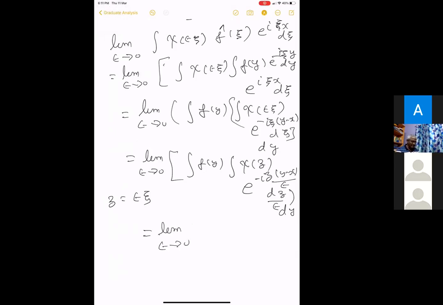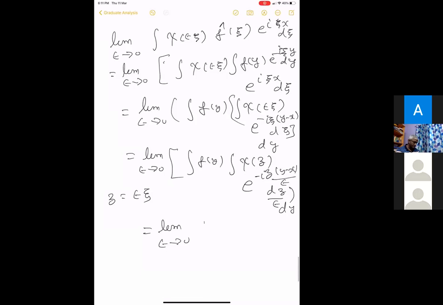Is this fine? I have just substituted z equal to epsilon xi. Okay? Yeah, this is fine. So here it doesn't change. So here it is f of y as usual. Okay? Then xi z. So we have xi z.